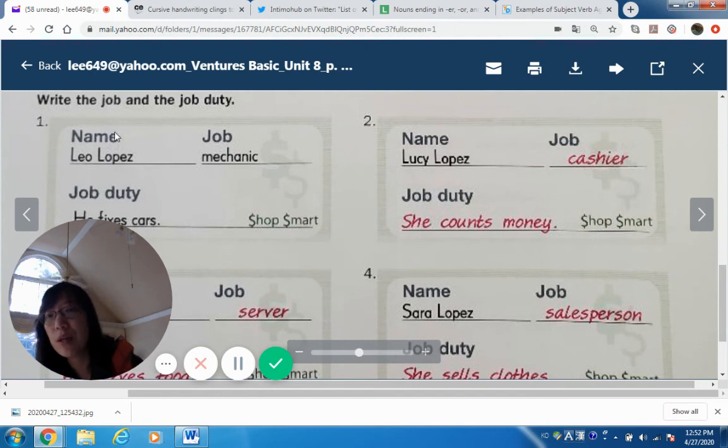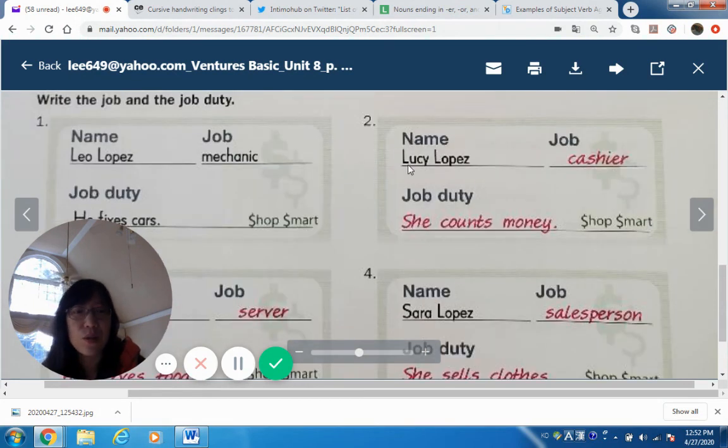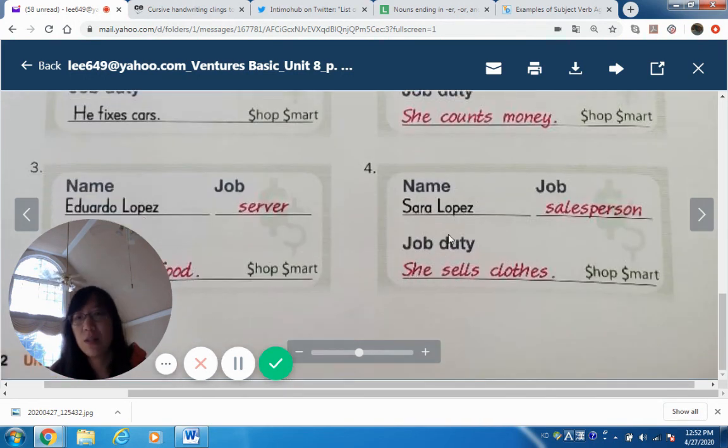Now, after you read, write the job and the job duty. Leo Lopez, job is mechanic. Job duty, he fixes cars. 2. Lucy Lopez, she's a cashier. She counts money, ShopSmart. 3. Eduardo Lopez, server or waiter. He serves food. Name, Sarah Lopez. Job, salesperson. Job duty, she sells clothes.